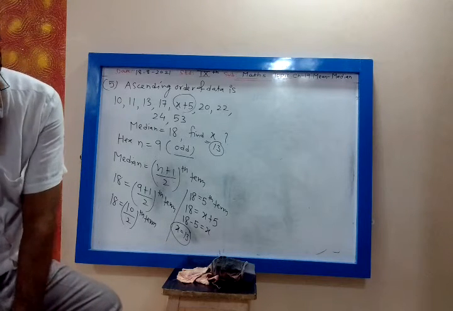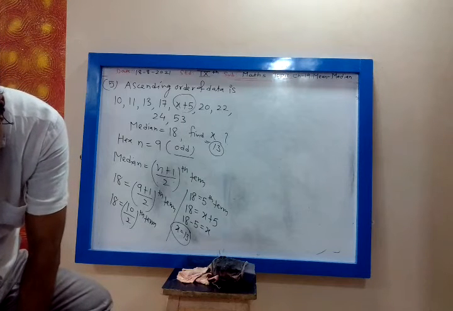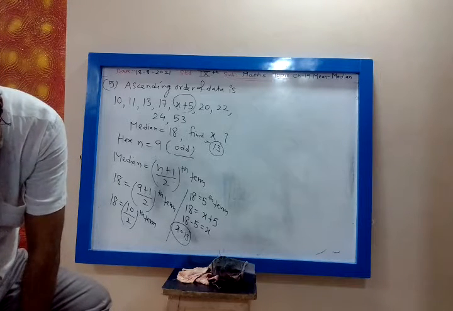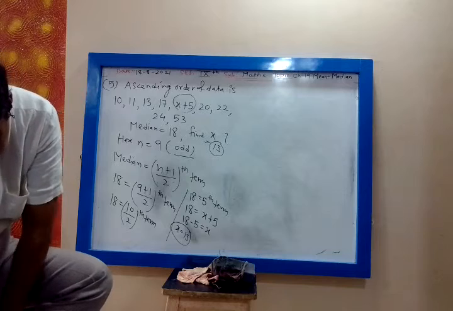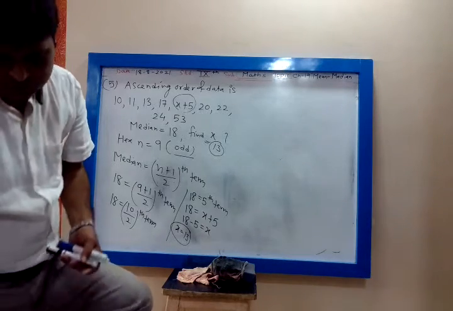Then 2 and 7. Yes. Only these 2 and 7 we will do. Rest are omitted. 2, 7 and 9. Only these 3 problems we have to do in this. Rest are omitted.